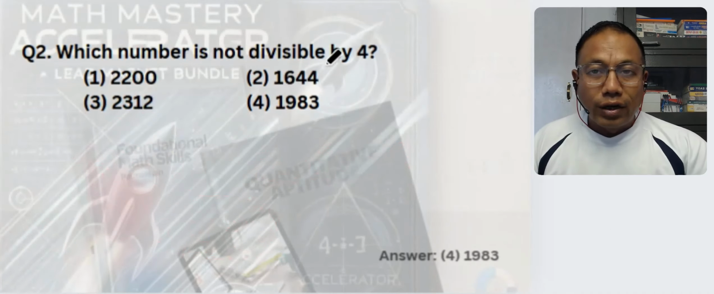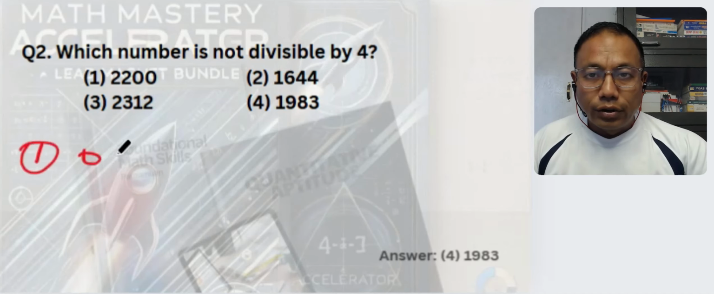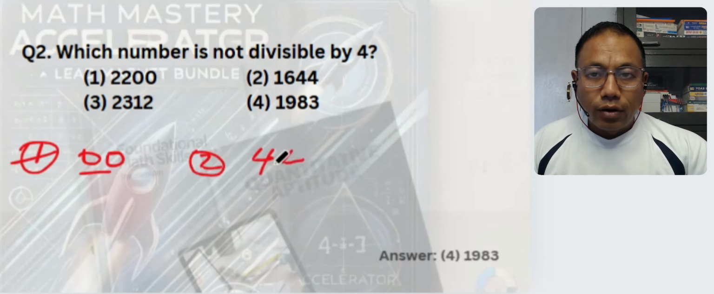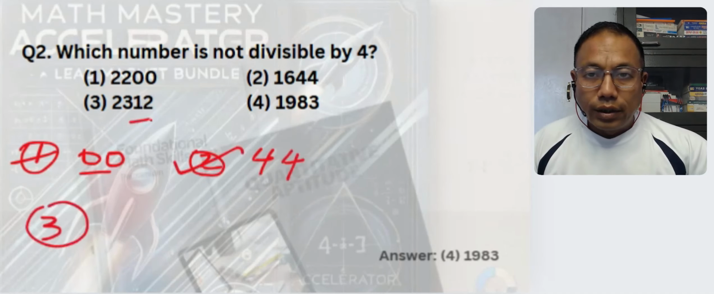Which number is not divisible by 4? Option 1, last two digits is 00. Remember, 0 is divisible by any number. When 0 is divided by any number except 0, the answer is always 0. Divisible. Option 2, last two digits is 44, which is divisible by 4. Option 3, last two digits is 12, 4 3s are 12, which is divisible by 4.